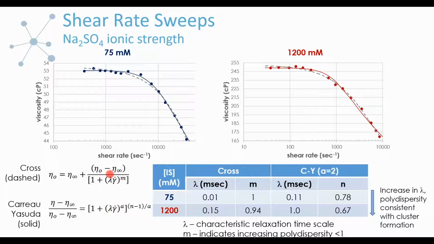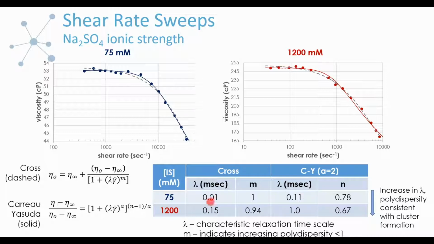And so if you look at the models, both of them have this coefficient lambda, which is going to have dimensions of time. And generally this is thought of as this characteristic relaxation time scale. And so if we look at either model, as we go from the 75 to the 1200 millimolar, what we're seeing is basically an order of magnitude increase in this characteristic time scale. Because the model form is different, the actual number changes, but the trend is equivalent, that we get an order of magnitude increase as we increase the salt concentration.